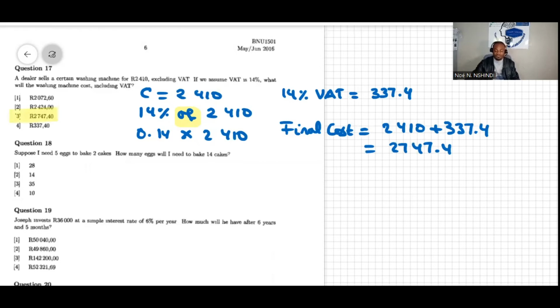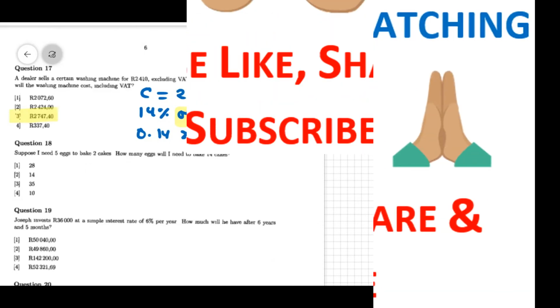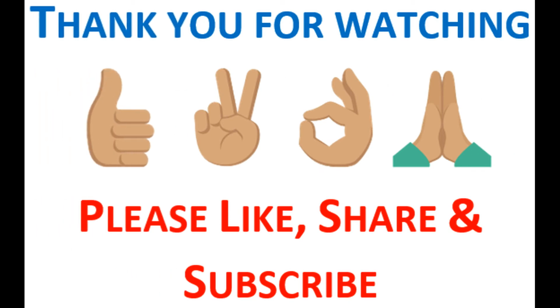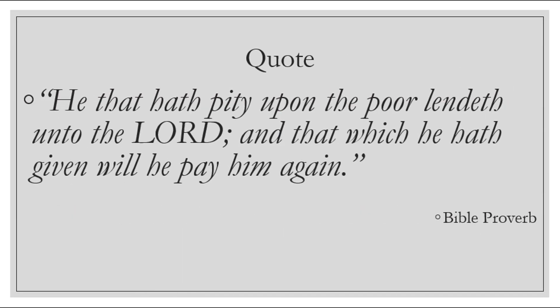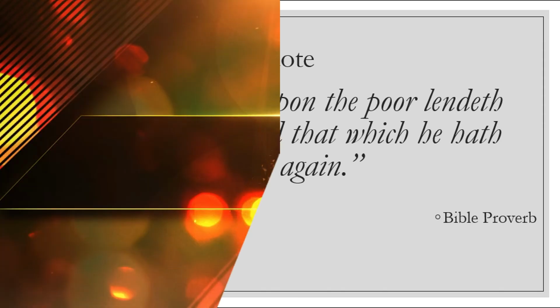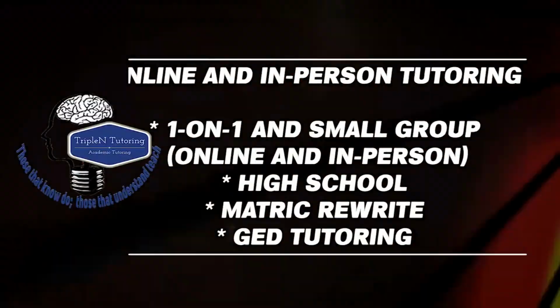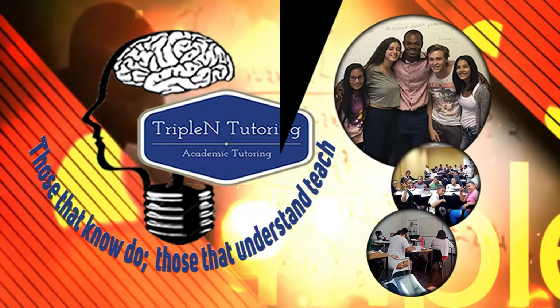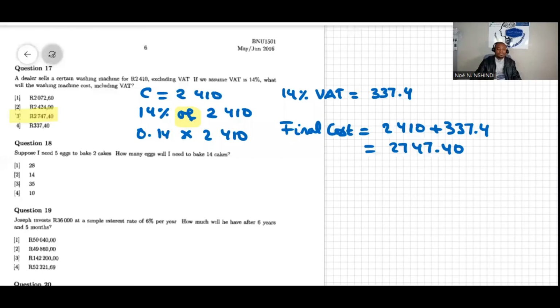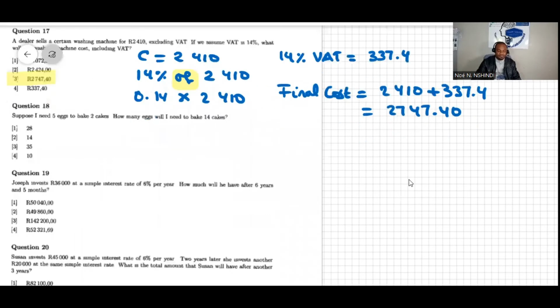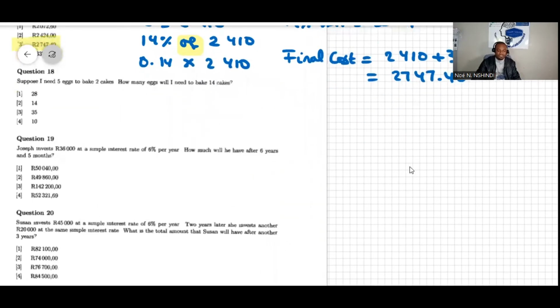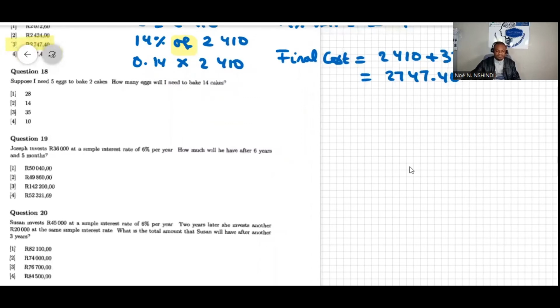3. If you see 4 like that, we can also write it as 40. Doesn't matter. That was question 17. Now, question 18. The question says, suppose I need 5 eggs to bake 2 cakes. How many eggs will I need to bake 14 cakes?